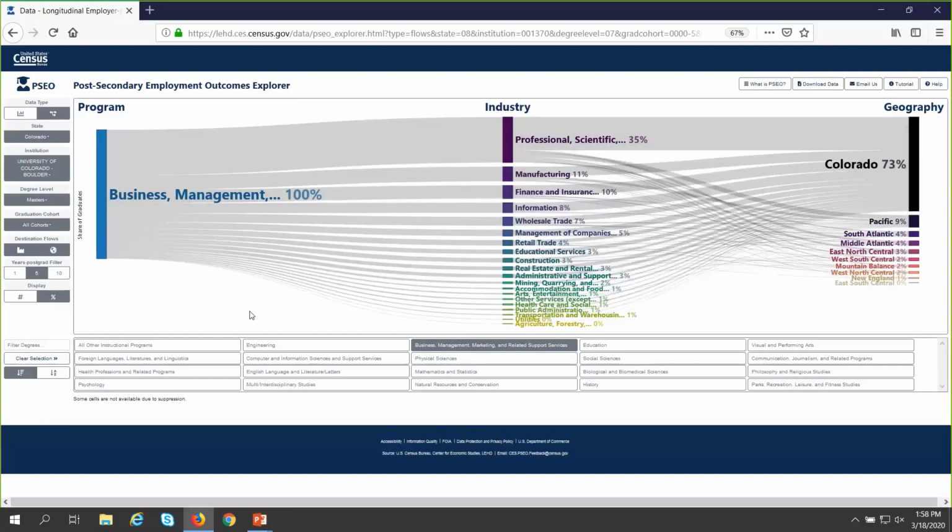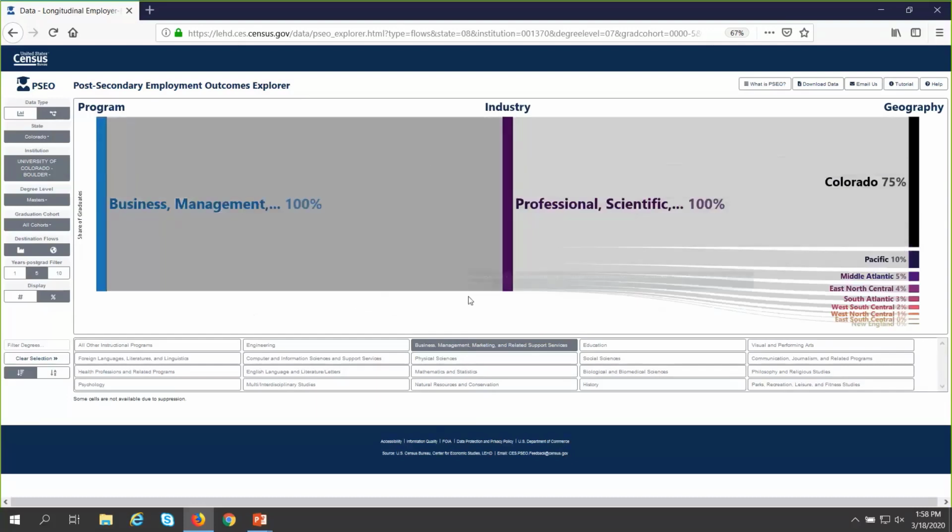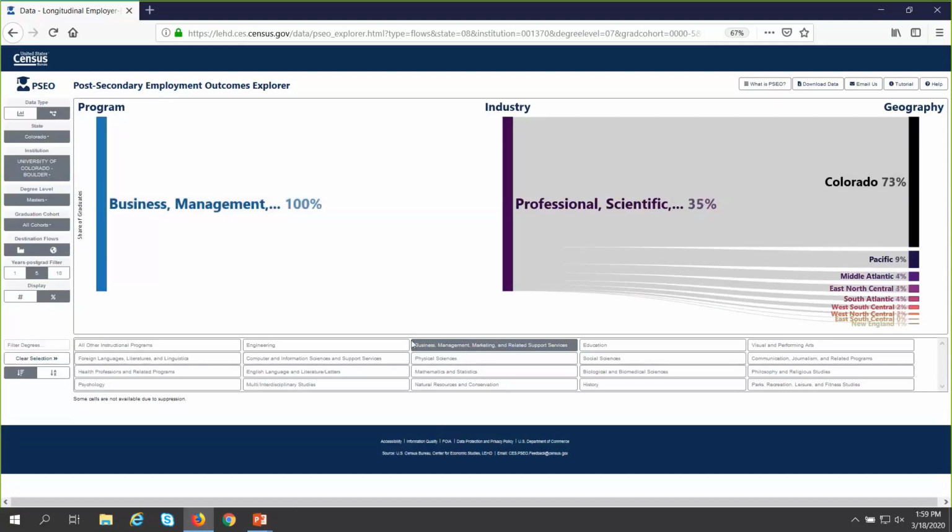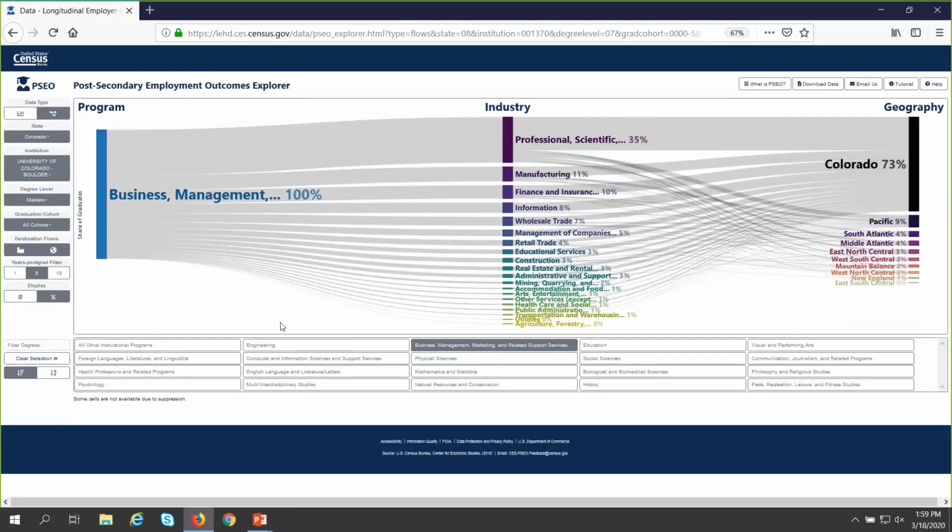And then you can do the other direction as well. So you can say, okay, I want to know of those individuals that are employed in professional science and technical services, where are they ending up? And you can see 75% of them are employed in Colorado, and then 10% of them are in the Pacific Division. So this is really helpful because you can interact with all of the possible crossings of the data at the same time just by clicking through instead of having to do the math on your own.